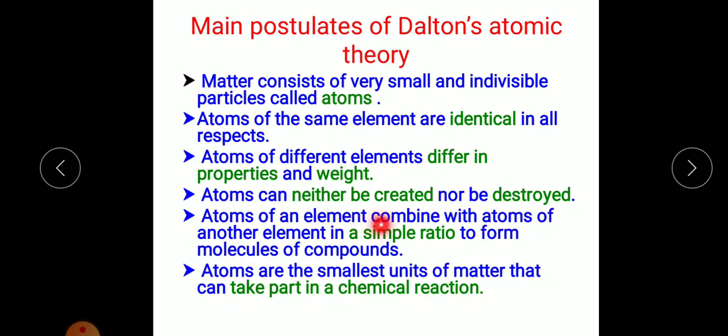Next, atoms of an element combine with atoms of another element in a simple ratio to form molecules of a compound. This is true because when atoms combine with each other to form a compound, they always combine in a simple ratio. For example, in a water molecule, 2 atoms of hydrogen combine with 1 atom of oxygen. And the last point is atoms are the smallest unit of matter that can take part in a chemical reaction. So it is the atom which takes part in a chemical reaction. That's also true. So these are the main postulates of Dalton's atomic theory.